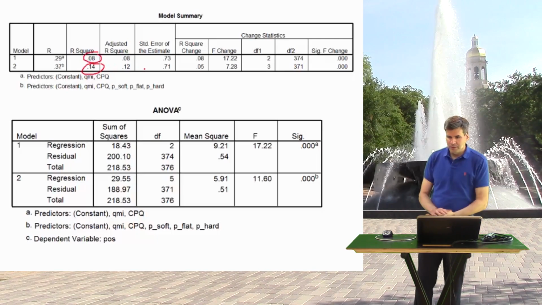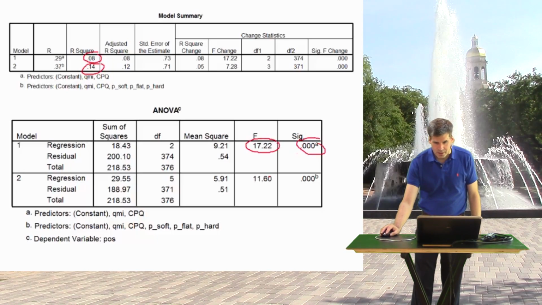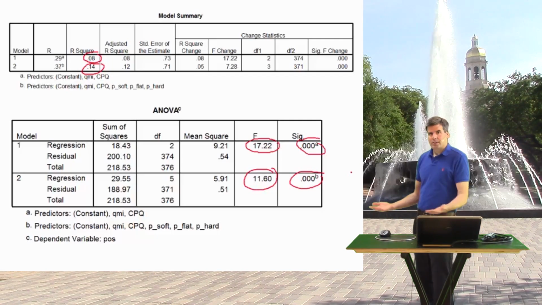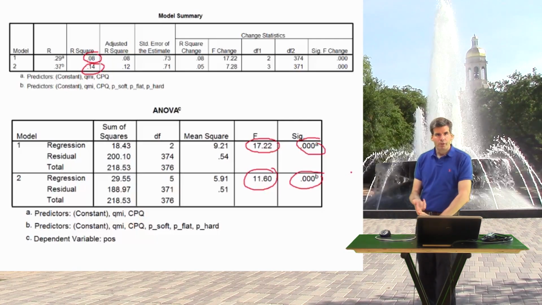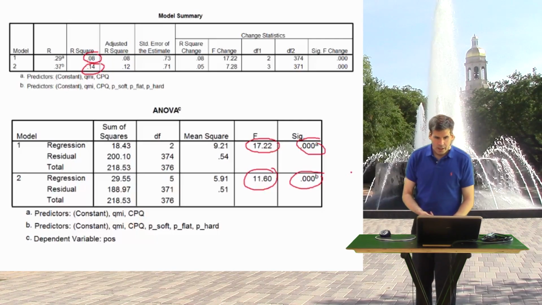We explain 14% of the variance. Our F values for part 1, F was 17.22. That was significant. And when we added all 5 together, we had 11.6, and that is significant. So just like husbands, model 1 was significant with 2 predictors. Model 2, our full model, was significant with all 5 predictors.